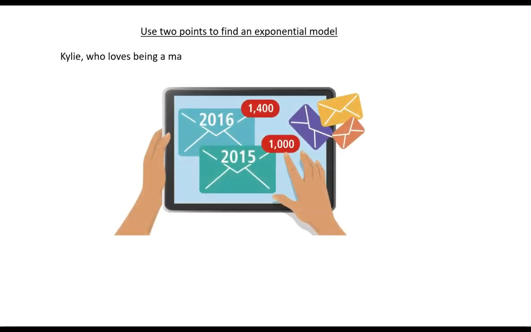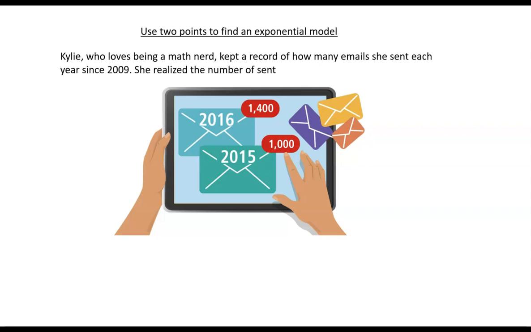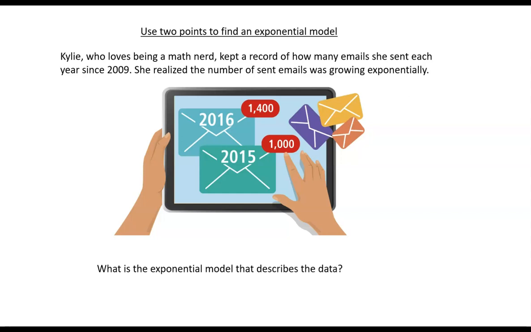Now, if we have 2 points, we may want to find an exponential model, or the equation that would take us through those 2 points. So Kylie, who just loves being a math nerd, kept a record of how many emails she sent each year since 2009. She realized that the number of emails was growing exponentially. So what is the exponential model that describes the data?